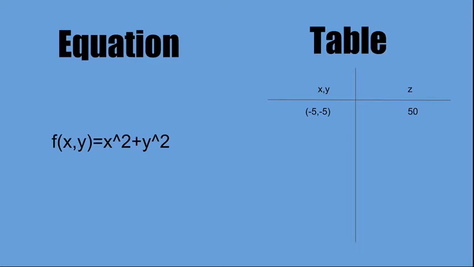In the table, it would look like this, and as a coordinate point, it would be negative 5, negative 5, 50. Again, but now x will be negative 4 and y will be negative 3. Plug them into the equation. Negative 4 squared plus negative 3 squared equals 16 plus 9. Add those together to equal 25. In the table, it would look like this, and as a coordinate point, it would be negative 4, negative 3, 25. Continue to fill out the table with both positive and negative inputs.